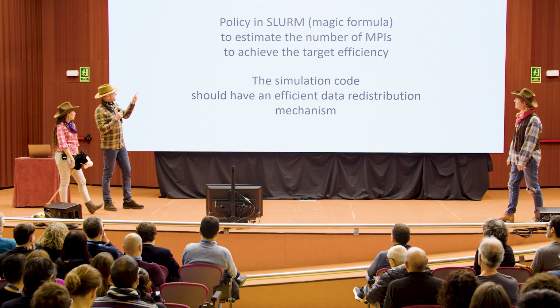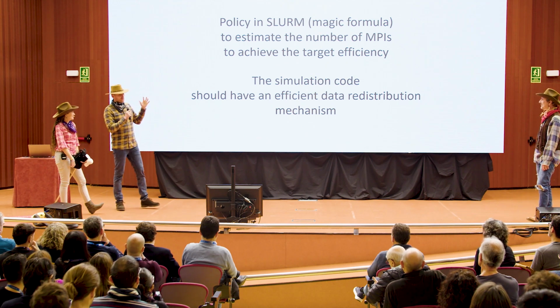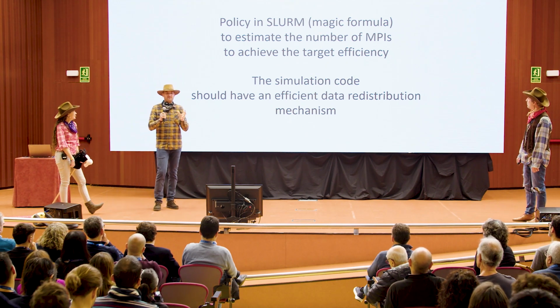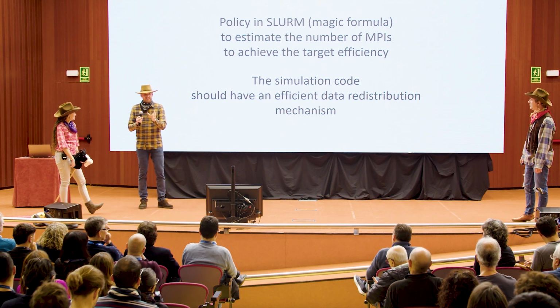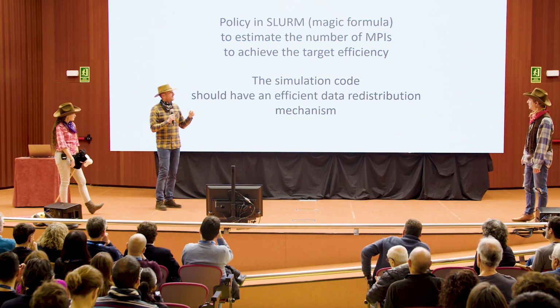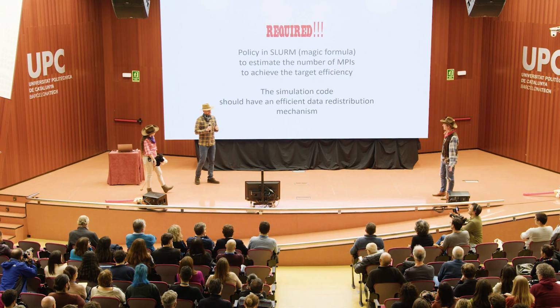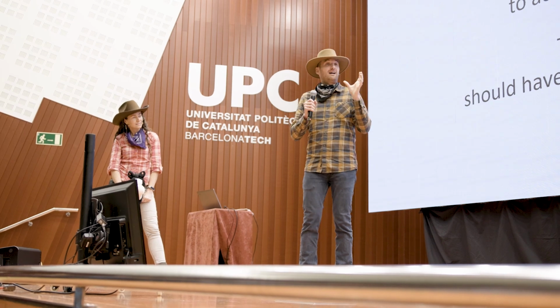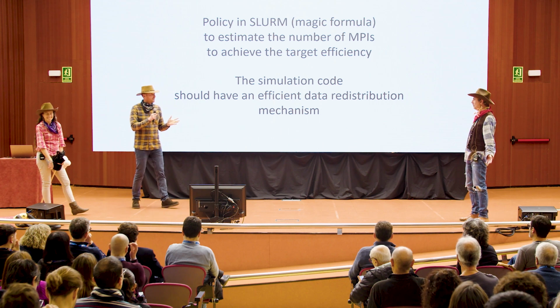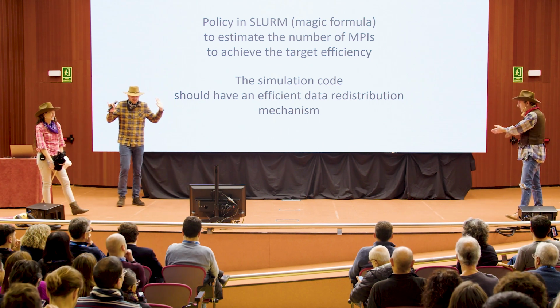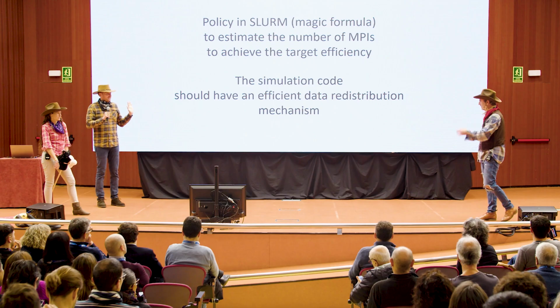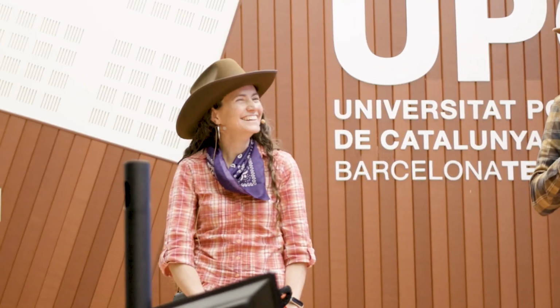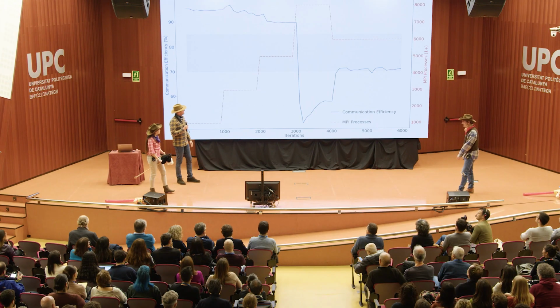So we need two things. One is an alarm policy. It's like a magic formula to estimate the number of MPI ranks to achieve that target efficiency. But don't worry about that because DMR provides it for you. So what's the surprise? The second one is that your code has to have an efficient data redistribution mechanism. Are you able to do that? You have some doubt? Of course, ALIA runs fully parallel from the beginning until the end. Okay. Do you get it now or do you still need a picture? No, I need a picture now. Now the picture you can explain.